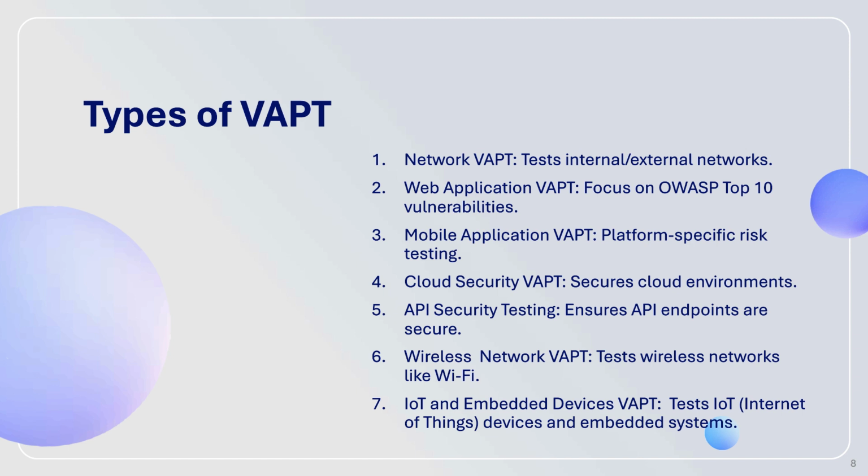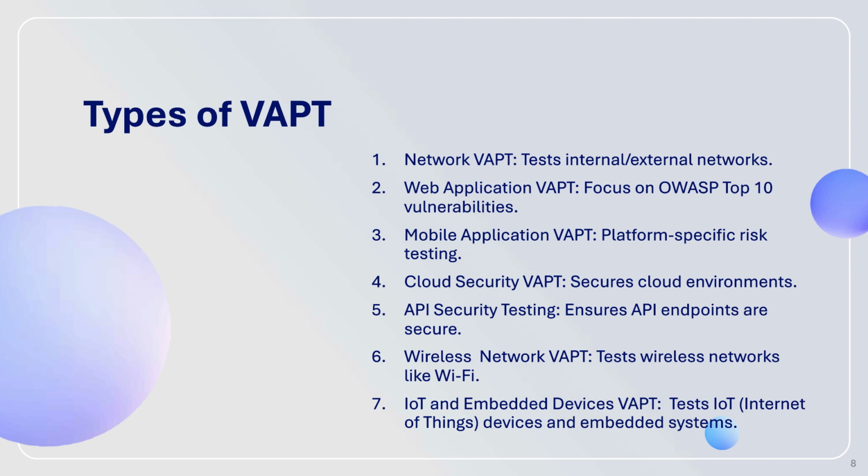Number three, mobile application VAPT, ensures mobile apps are secure across different platforms like iOS and Android. Number four is cloud security VAPT, which examines cloud environments for security gaps. Then comes fifth, API security testing, which validates the security of API endpoints. Then six, wireless network VAPT, which secures wireless networks like Wi-Fi.